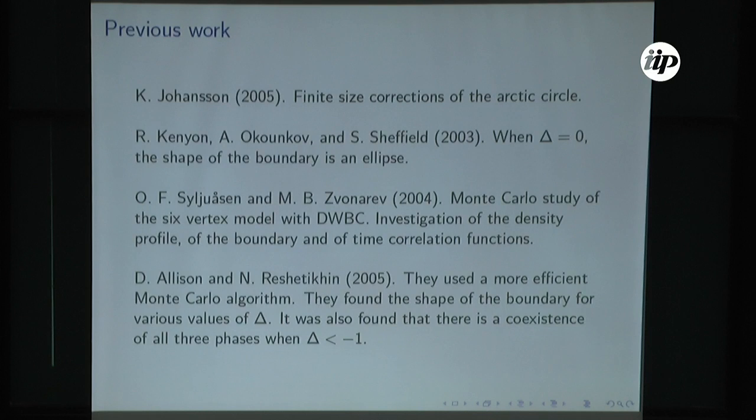When we're on the curve delta equals zero, in general, the shape will be an ellipse. It doesn't have to be a circle: if we move away from the point where A equals B, it will no longer be a circle but an ellipse.